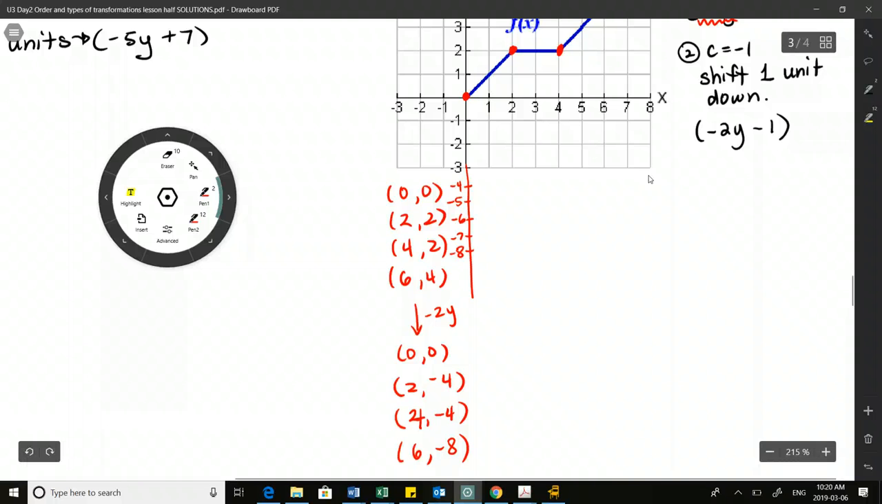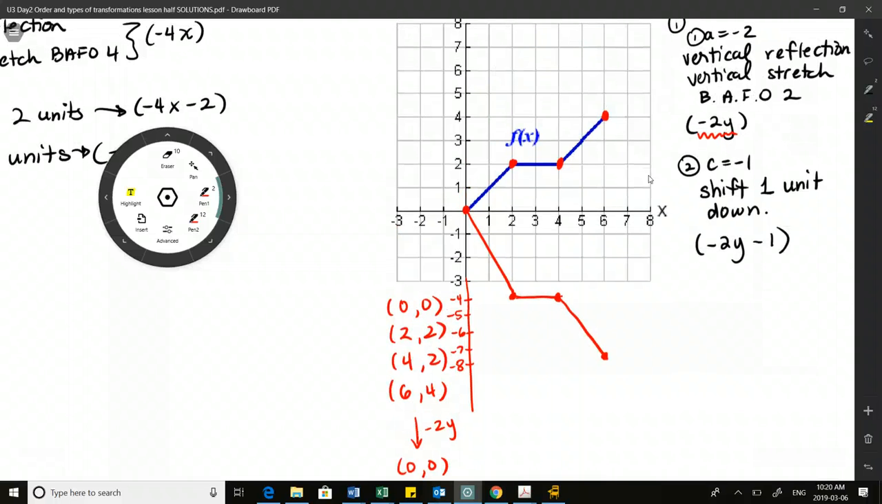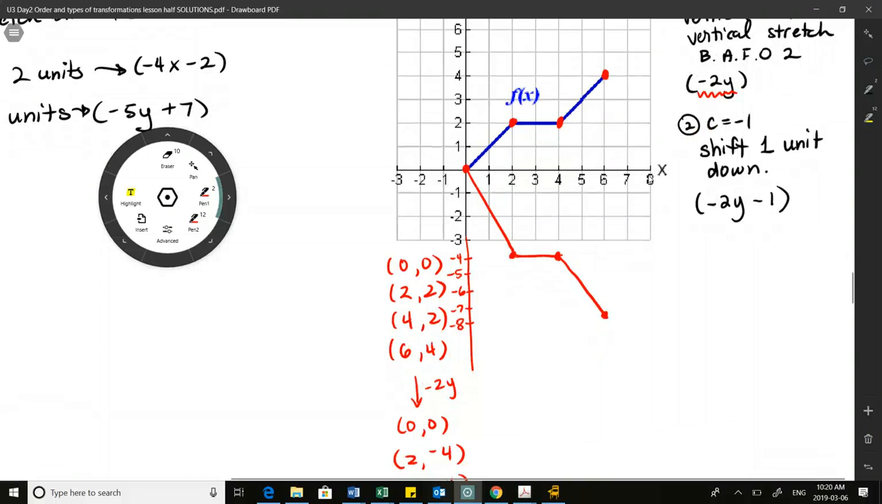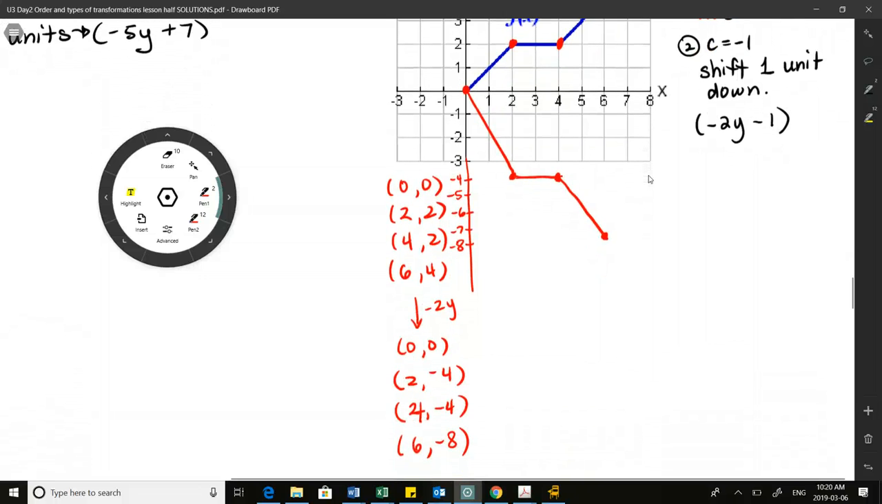Okay, so we have (0, 0), and we have (2, -4), and we have (4, -4), and then we have (6, -8), so down here. And of course, the graph is going to take on the same shape as the original graph. So it looks similar, but it looks like it's been flipped vertically, and it should look a little bit like it's been stretched vertically as well. So that's our first transformation.